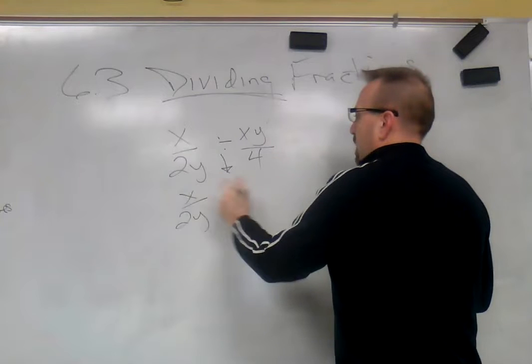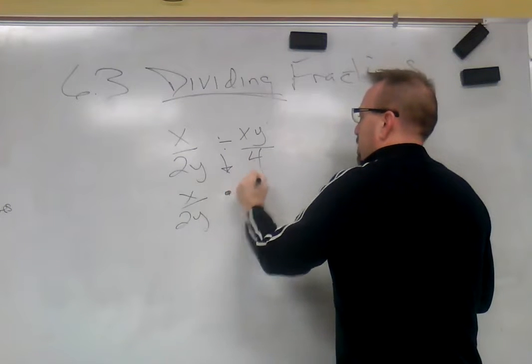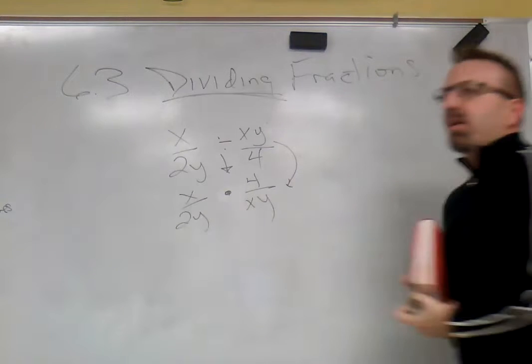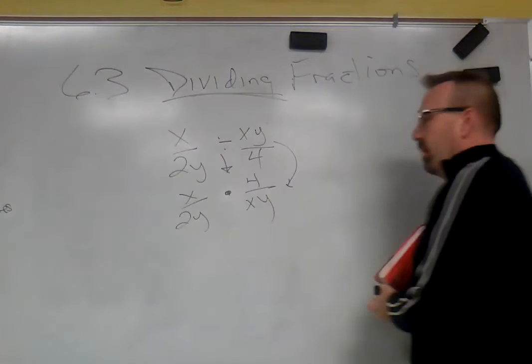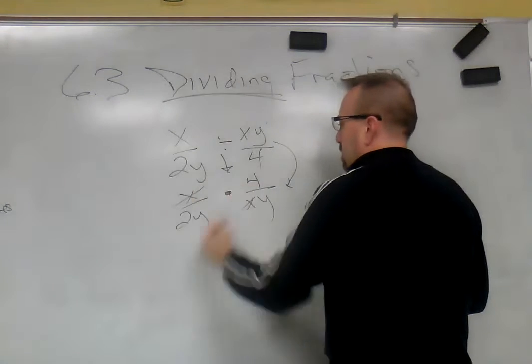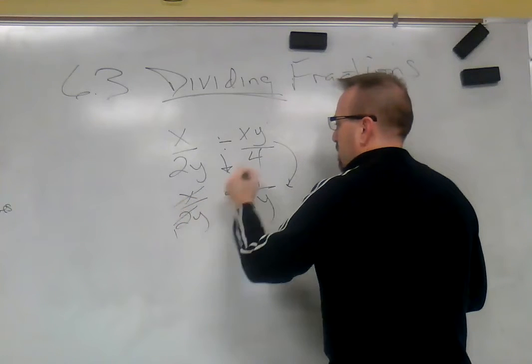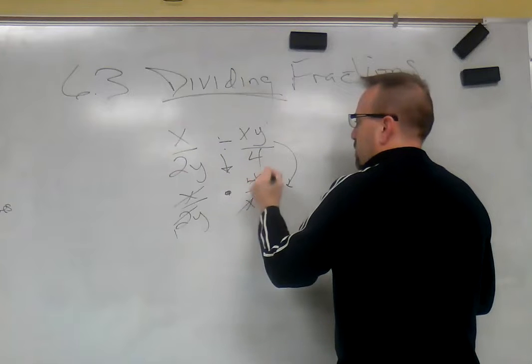Flip it. I want to use a dot instead of that. Sorry. So we flip the second. So now it's exactly like yesterday's. If you can cross cancel, we have x's that'll cancel. 2 will go into both 2 and 4. 2 divided by 2 is 1. 4 divided by 2 is 2.